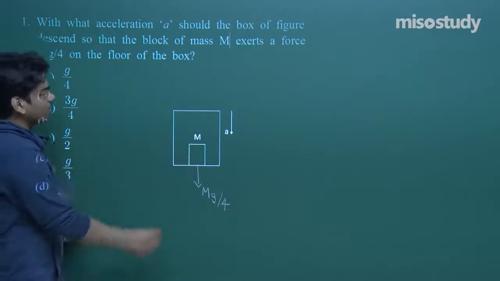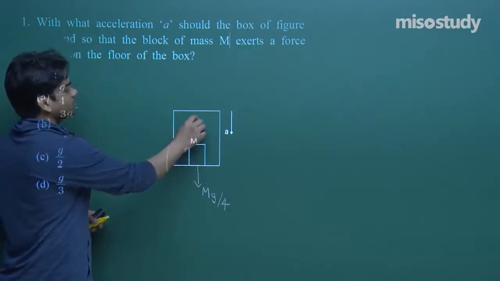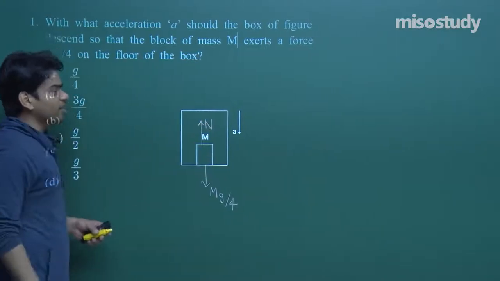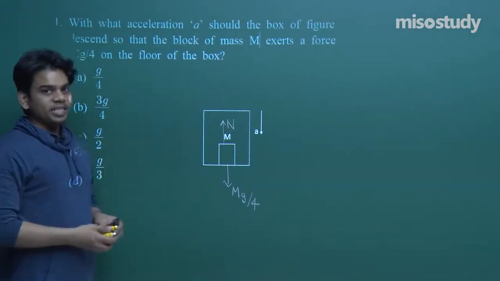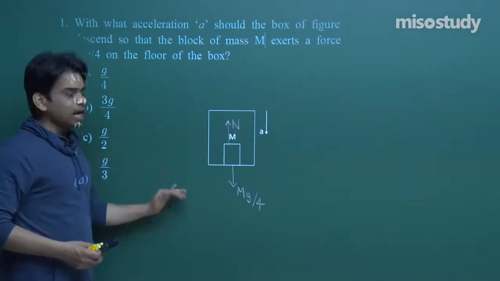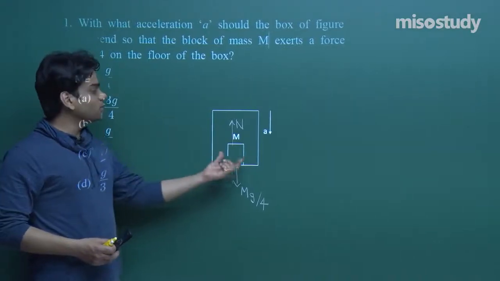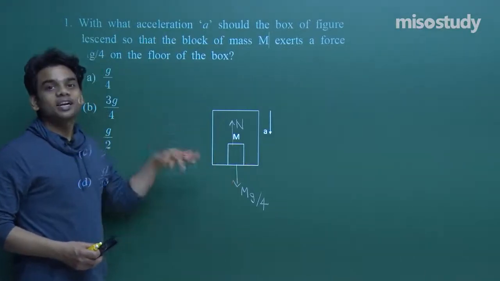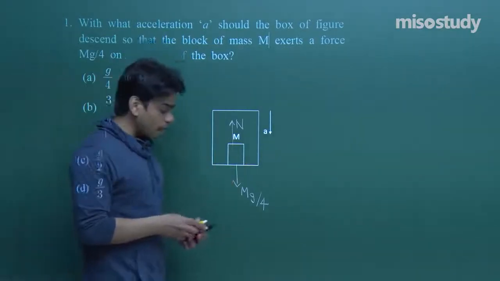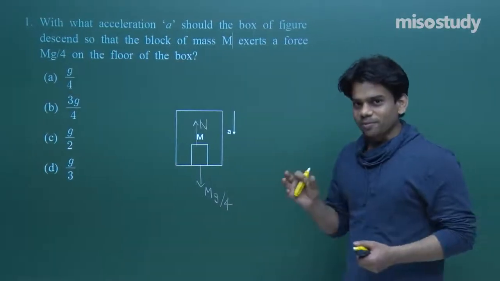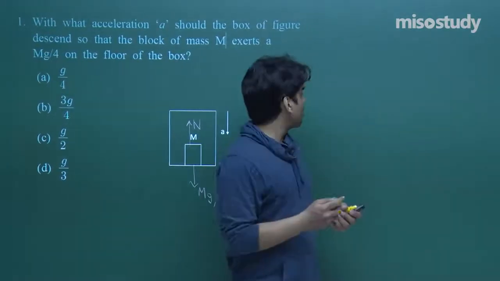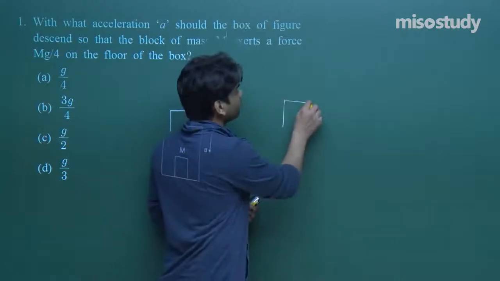Now we all know that the normal reaction will be acting in the upward direction. Now see, on this block, as this is coming down, we all know that the force due to earth will be acting mg downwards. So what I am going to do is make a free body diagram of this block M. So let us draw a free body diagram of block M. So we have this block M.